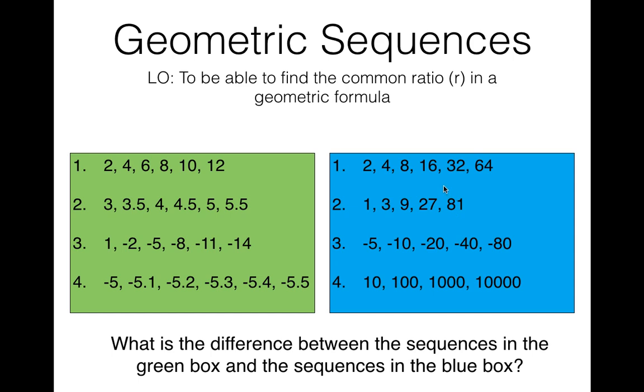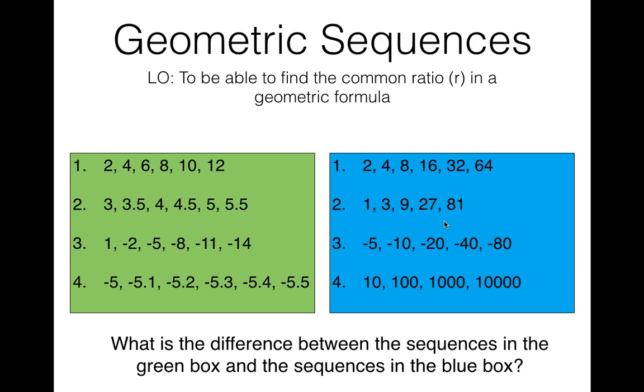What am I multiplying by in this one then? Well, looking at it, it starts at 1, goes up to 3, then goes to 9. So I must be multiplying by 3. Multiply by 3 and I go 3, 9, 27, 81. What about this one then? Well, I've gone from -5 to -10 to -20 to -40 to -80. So each time I must be multiplying by 2. And in this one here, each time I must be multiplying by 10.